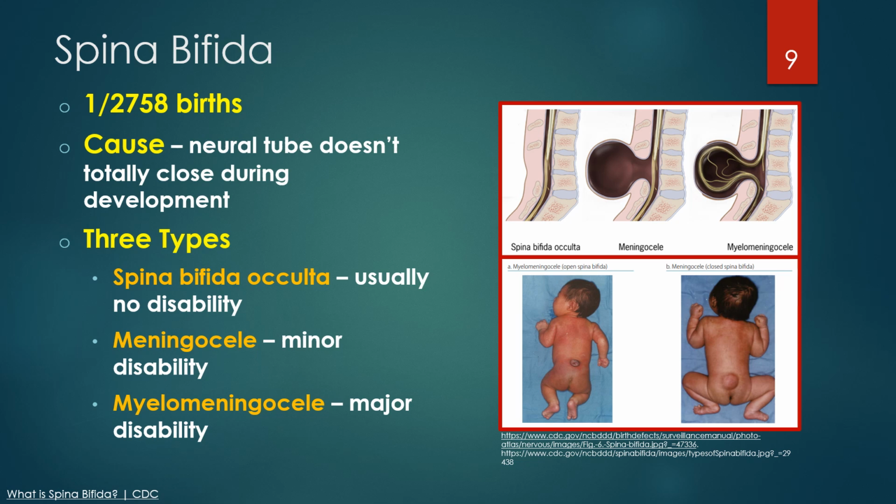Another type of spina bifida is meningocele, when a sac of spinal fluid protrudes from the back but does not contain the spinal cord or nerves. This type of spina bifida can cause minor disabilities. Myelomeningocele is the most serious type of spina bifida, a sac of spinal fluid protruding from the baby's back that contains part of the spinal cord and nerves that are commonly damaged, resulting in moderate to severe disabilities, including paralysis.